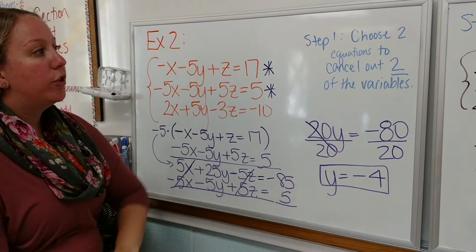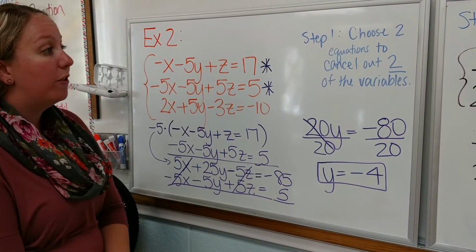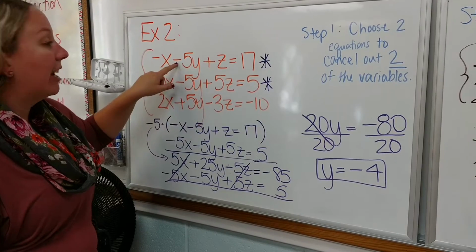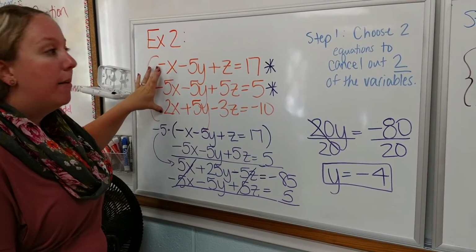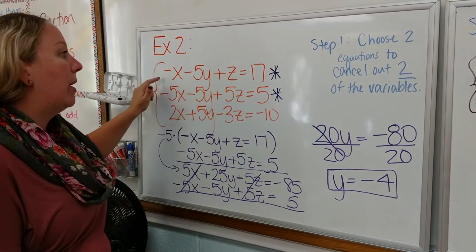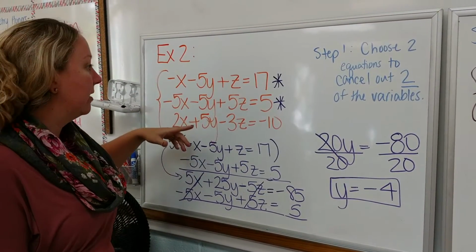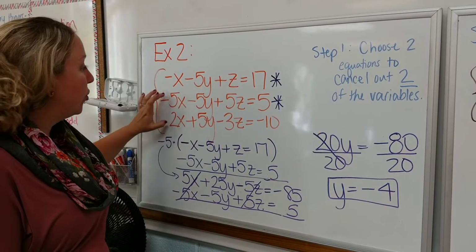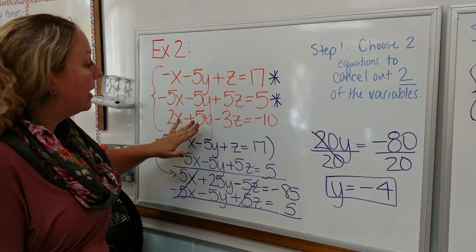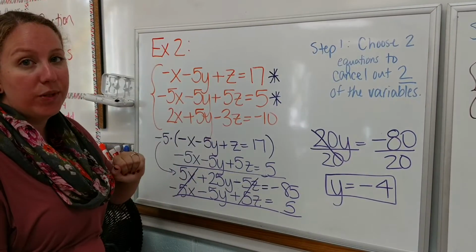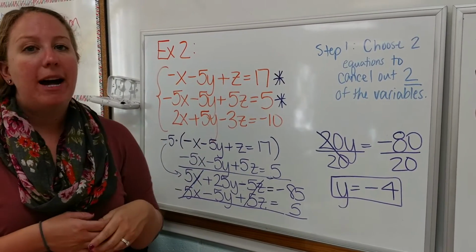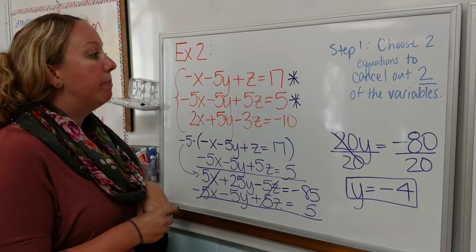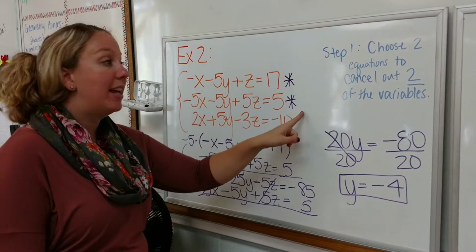So step 1 is to choose 2 equations that cancel out 2 variables. You'll notice that I have a negative 5y here and a 5y here, so I could combine these 2 equations, but here only the y's would cancel out. I would still have x's and z's. They don't cancel out. If I combine equation 2 and 3, the same thing happens. My y's cancel out, but my x's and z's would not cancel out. So I need to choose 2 equations that I can multiply one of them by to get those 2 variables to cancel out. So I'm going to pick equations 1 and 2.